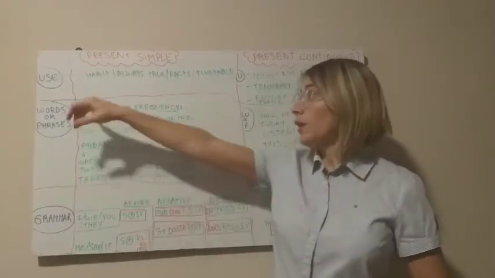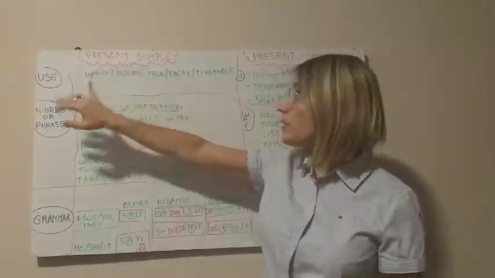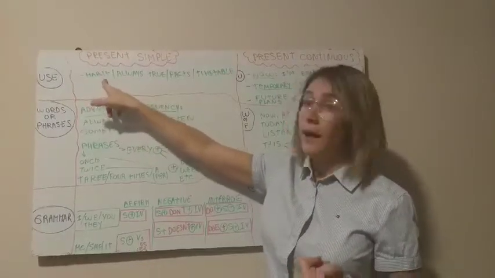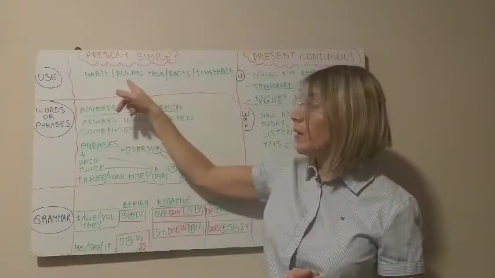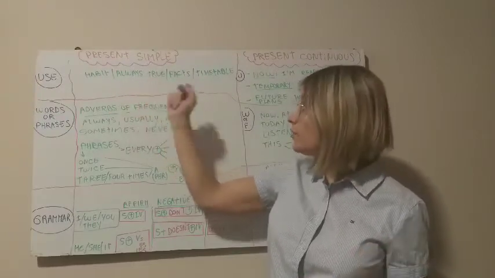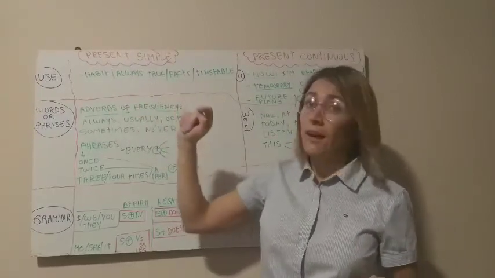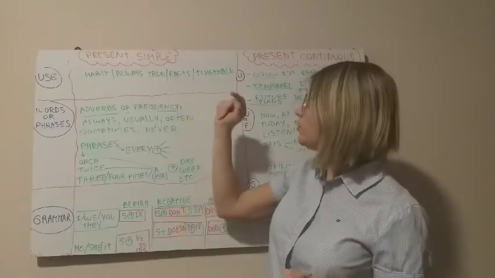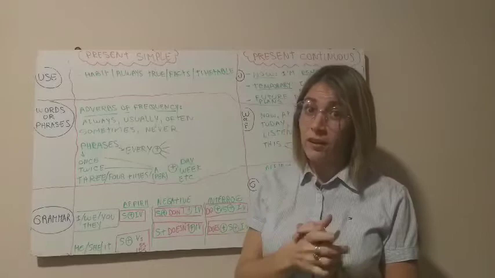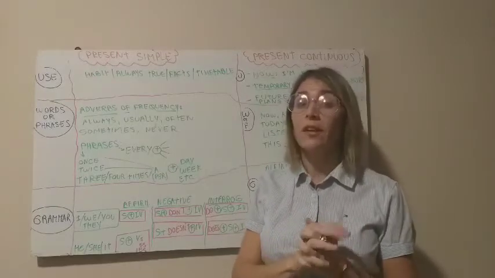As we have seen, simple present or present simple is used for habit. For example, I work every day, something which is always true. The sun rises in the east. Facts. I like listening to music. And timetable, yes, we have a new one that in the last lesson we haven't seen.